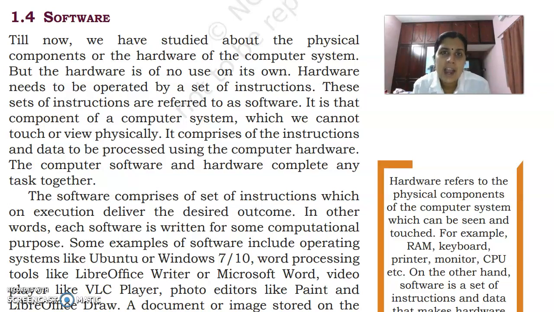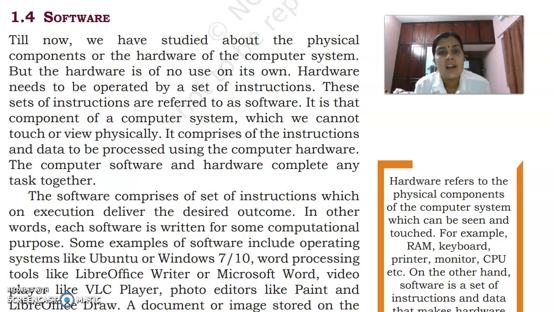We can touch the hardware. For example, we can touch our monitor, keyboard, mouse, hard disk. They all are known as hardware. And software is the part of the computer that we cannot see, but only with the presence of software we can perform a particular operation in a computer. So only by using software does the hardware work. So these are the two main parts of the computer. They are hardware and software.